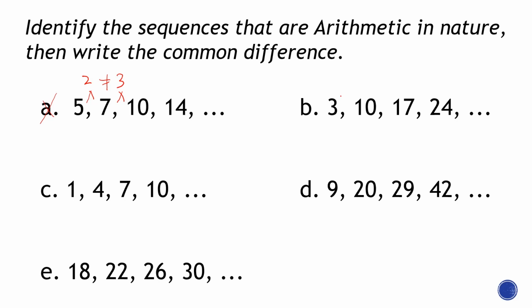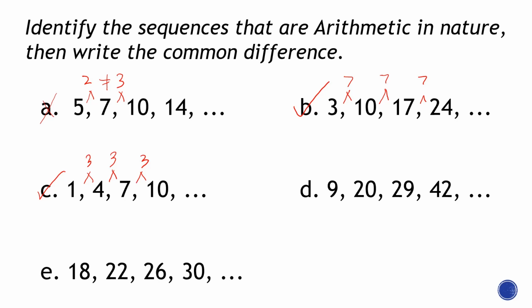What about letter B? We have 3 to 10, which is equal to 7, and then 10 to 17, which is equal to 7, 17 to 24, which is also equal to 7. So we can conclude that letter B is an arithmetic sequence. For letter C, we have 1 to 4, which is 3, 4 to 7, which is also 3, and then 7 to 10, which is also 3. Since all the differences are equal, letter C is an example of an arithmetic sequence.